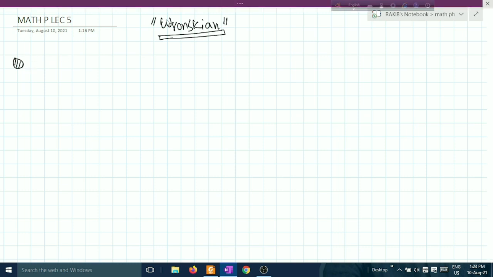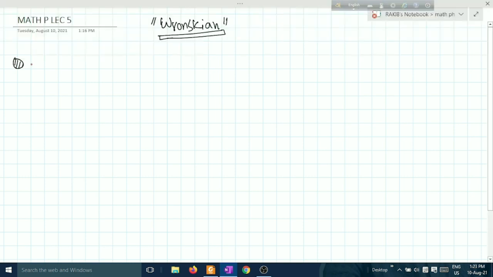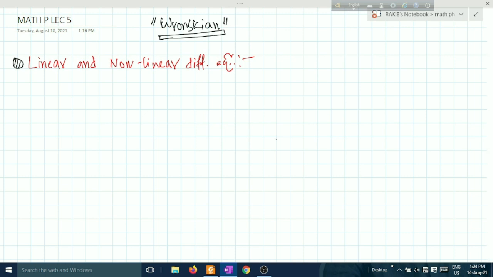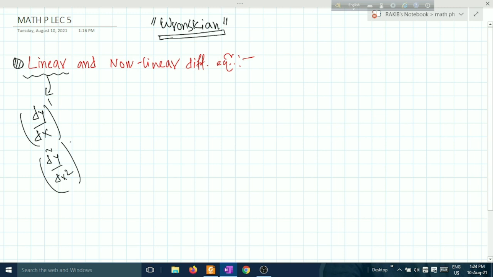The first thing is linear and non-linear differential equations. What are they? I think in lecture 1 I discussed this, and again I am discussing it. What is a linear differential equation? Linear differential equation means the power of dy by dx or d2y by dx2 is 1. There will be no other terms rather than this.